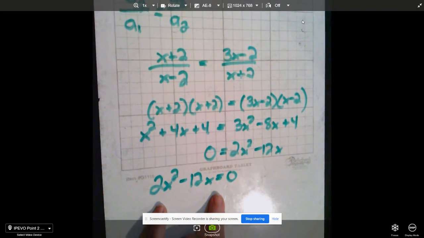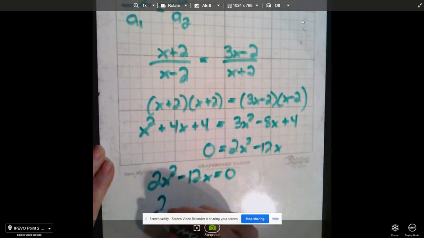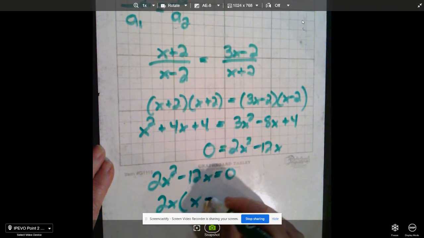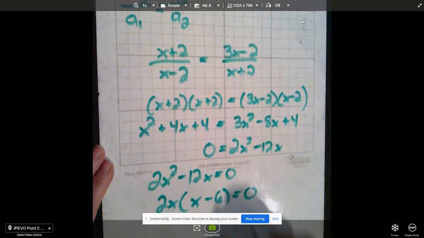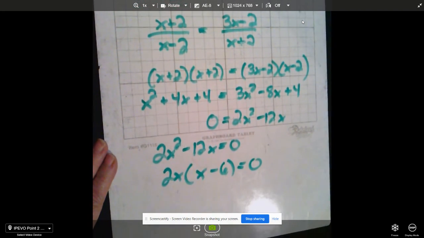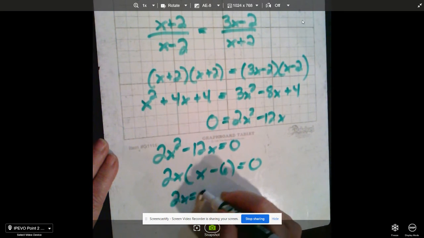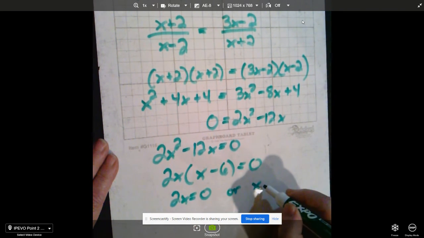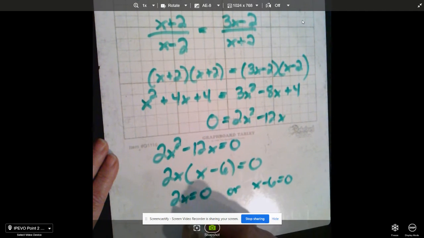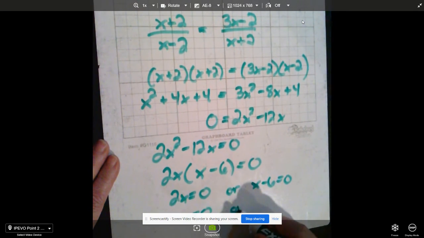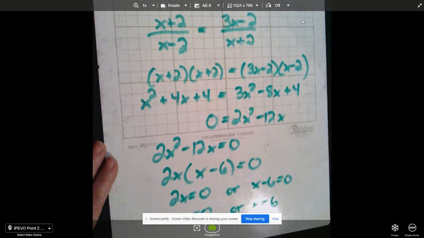To factor this, I'm going to factor out a 2x. I'll be left with x minus 6. So now by the zero product property rule, I know that 2x has to equal 0 or x minus 6 has to equal 0. So now I know that x equals 0 or x equals 6.